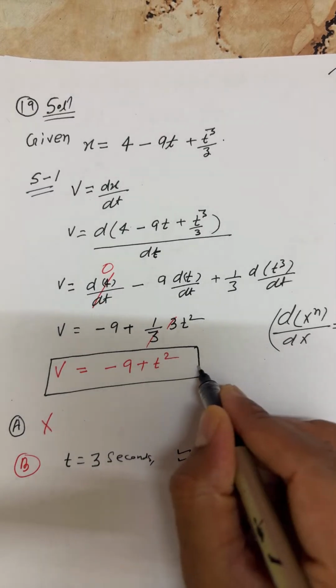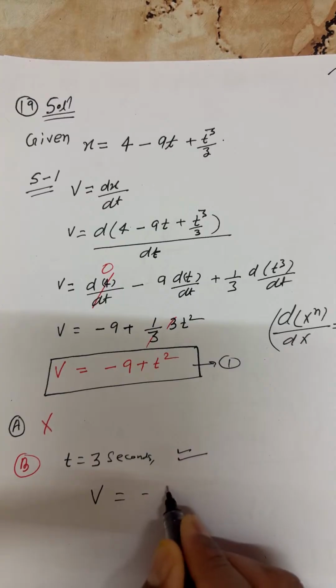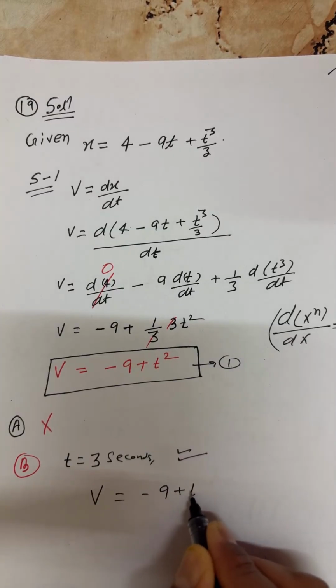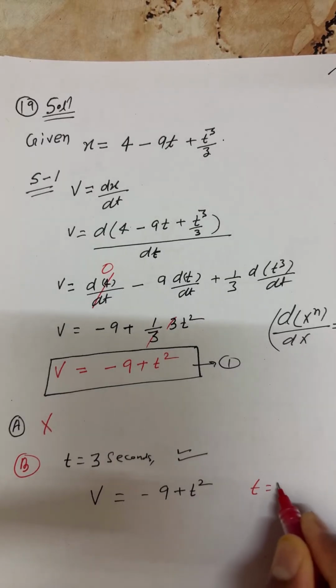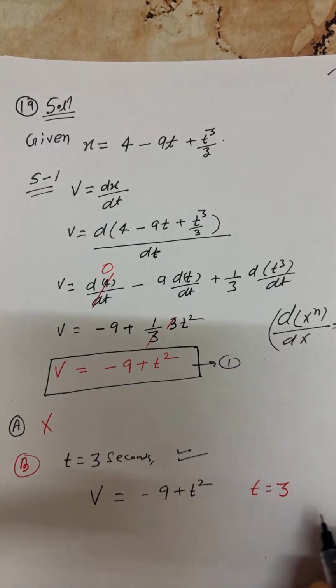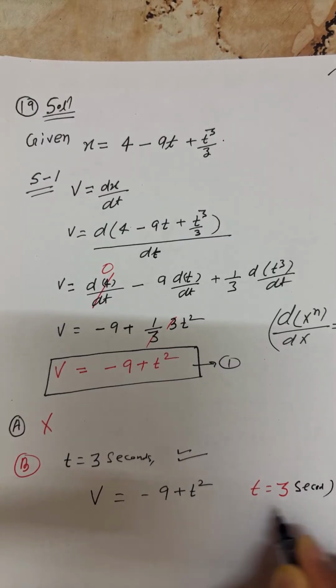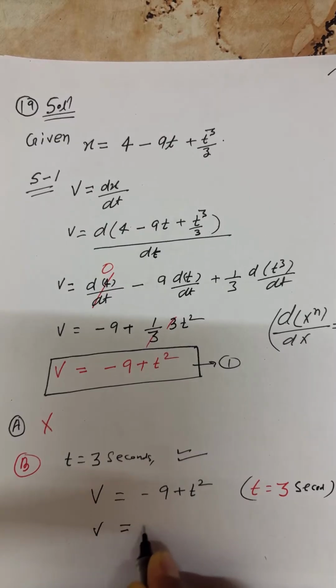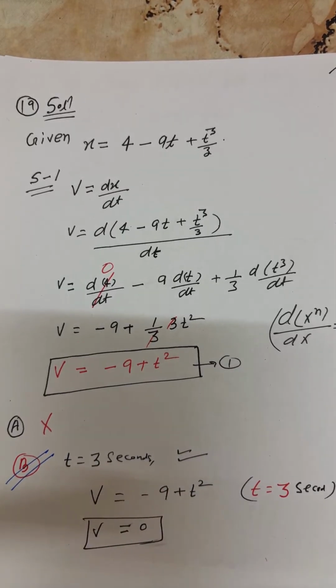How, my kids? Simple, beta. Let us say equation number 1: v equals minus 9 plus t square. Now put t equals 3 seconds. So we get velocity equals 0. So we can see that option B is correct, right?